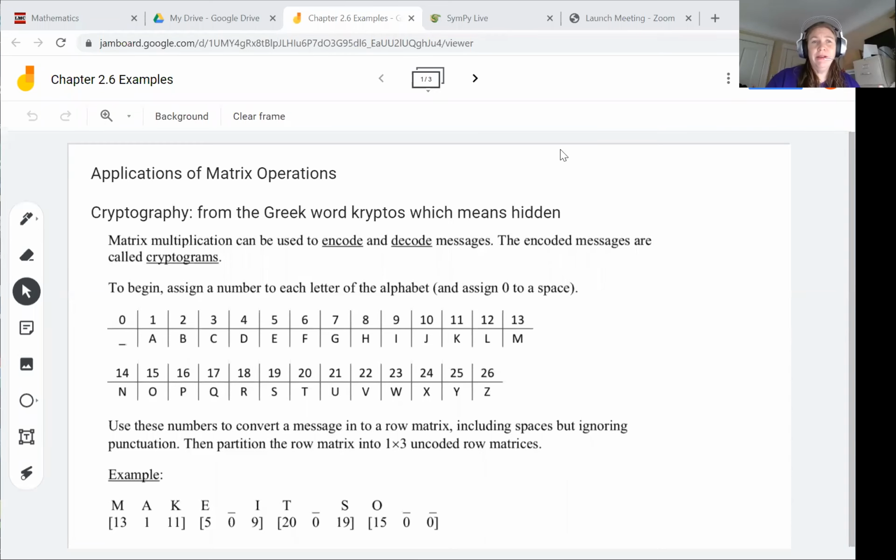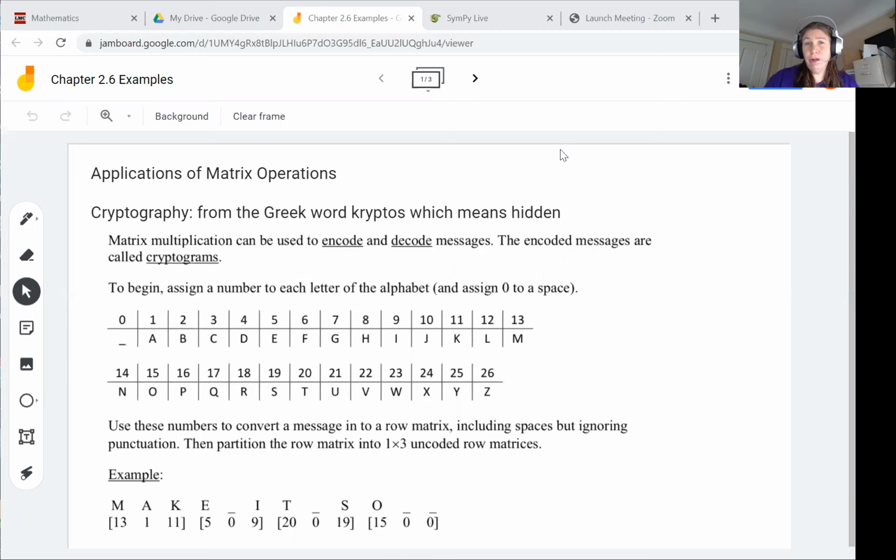In this video, we take a look at some applications of matrix operations in section 2.6. Our learning objective for this video is to use matrix multiplication to encode and decode messages. So we are working in the field of cryptography.